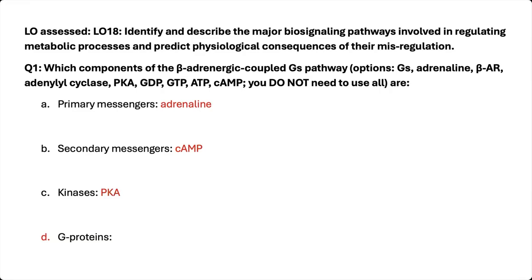What about G proteins? Yes, our GS protein was going to be our G protein. So GTP and GDP are not G proteins. These are just small molecules that are bound by the G protein. GS is going to be the G protein itself. There are other types of G proteins, like GQ and GI and stuff like this in terms of these heterotrimeric ones.